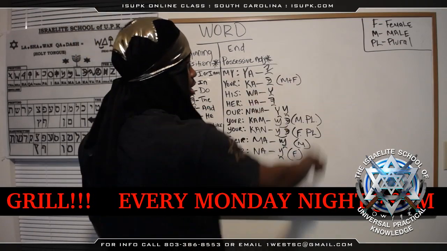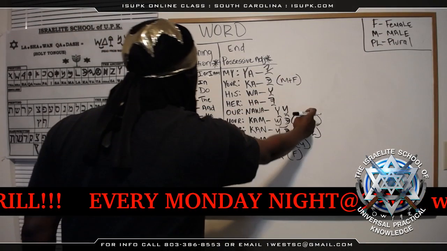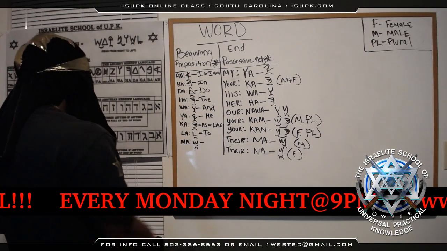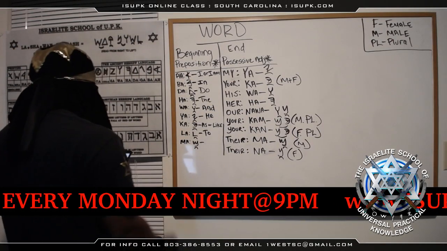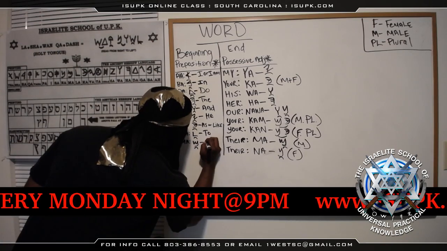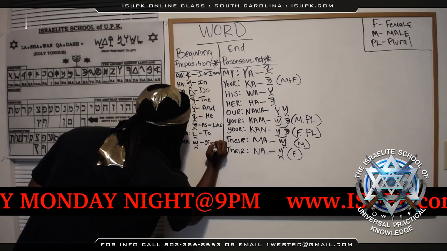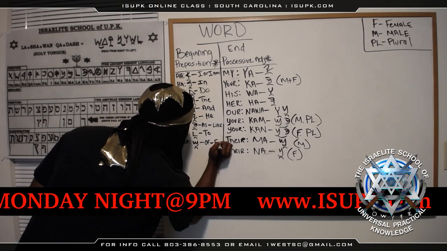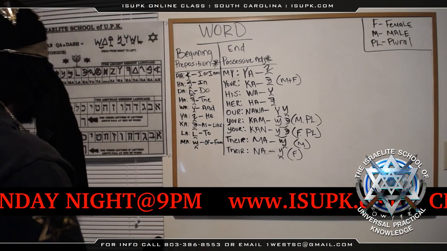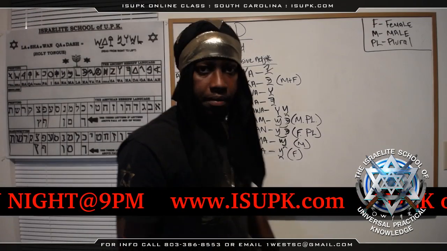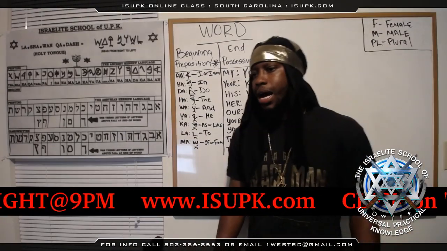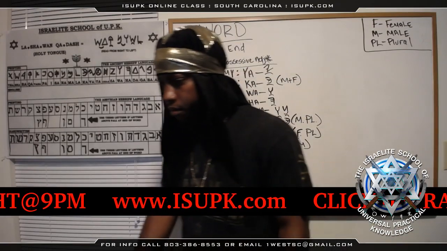Again, we got the key up there at the top, just in case you don't know what these are on the side. All right? So we have Ma, and Ma means what? Ma as a preposition means of or from. Of or from. Okay? Ma means of or from.